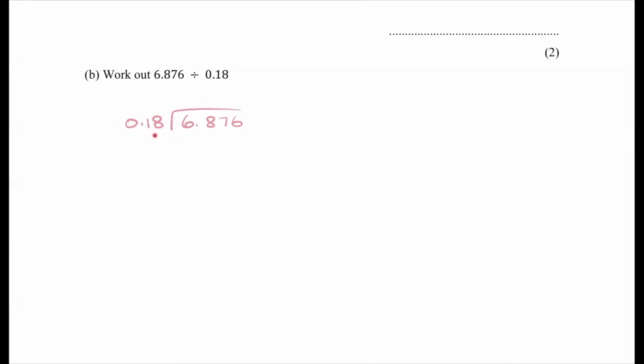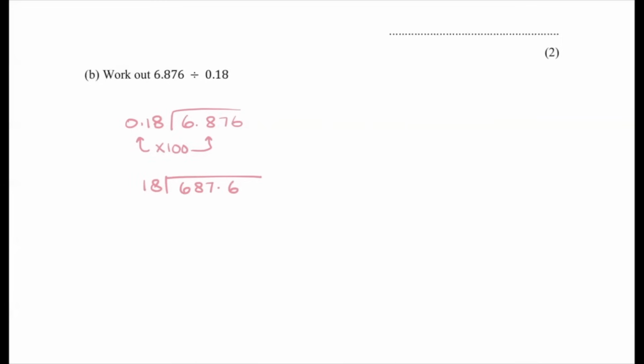I actually need to get rid of this. The only way to get rid of the decimal is to multiply it out. I'm going to need to times that by 100 in order for that decimal point to move itself along and out and give me the number 18. However, whatever I do on the outside of the bus shelter, I do to the inside. So that's going to end up becoming 687.6.